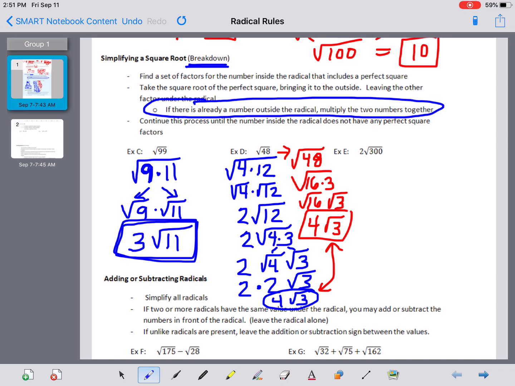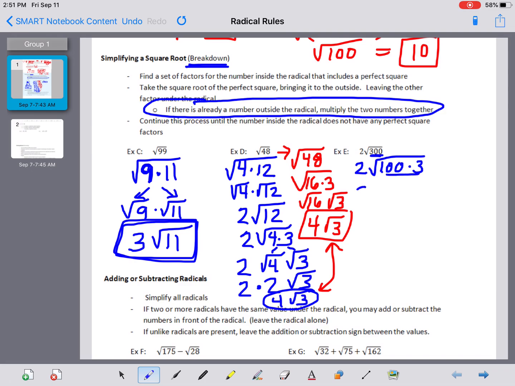Okay, example E here. There's already a number outside in the yard before I start here. And I have 300 on the inside. Well, my list here doesn't even go to 300, but you have to think, is 300 a perfect square? Is there a number times itself that equals 300? I don't think there is. Is there a factor of 300? I think 300 can split into 100 times 3.